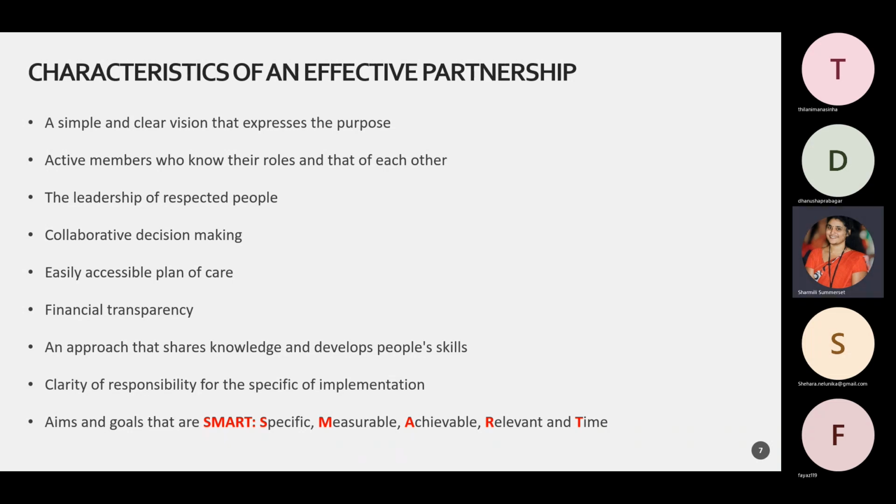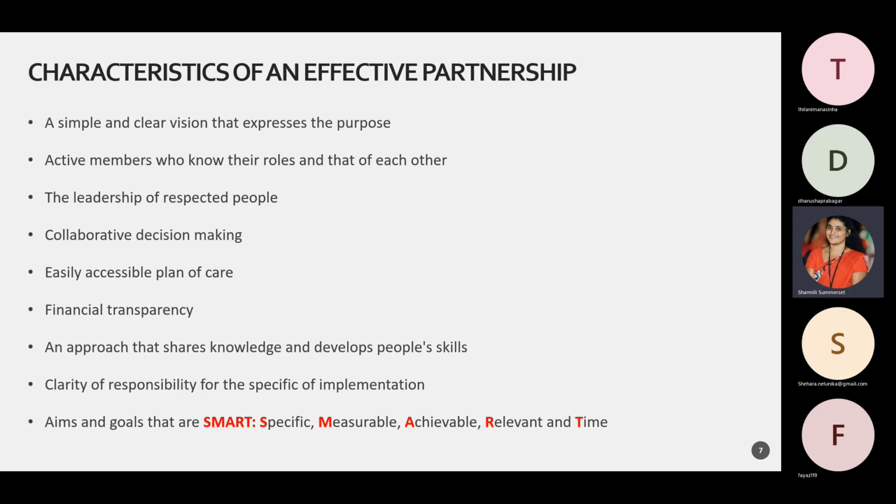An approach that shares knowledge and develops people skills. Yes, whenever you are in a collaboration, you need to share your information. Whatever information you gain, whatever skills you practice, you need to share with others. And the clarity of responsibility for the specifics of implementation. Yes, you need to have clarified responsibilities when you are working, and aims and goals that are SMART. So SMART means you are formulating or coming out with one goal and aim.